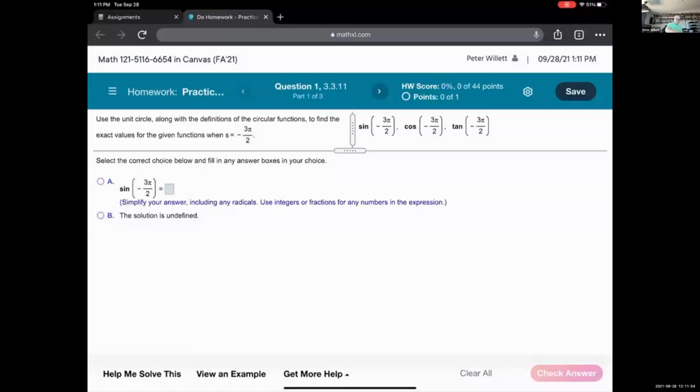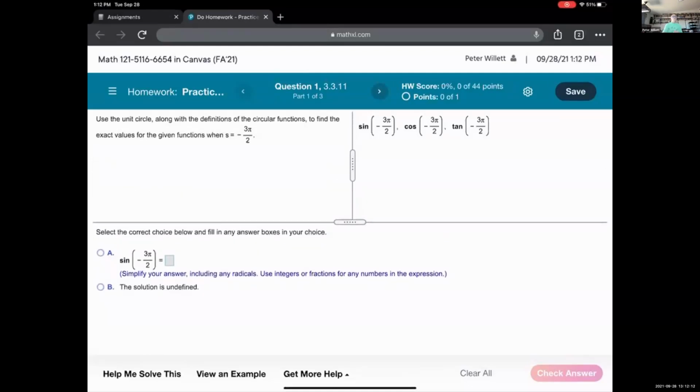Okay, so this is practice problem number 1 from chapter 3, section 3. It says to use the unit circle along with the definitions of the circular functions to find the exact values of the given functions when s equals -3 pi over 2. And then they have sine, cosine, and tangent. So how would we do this?